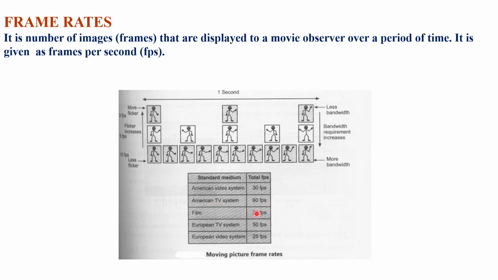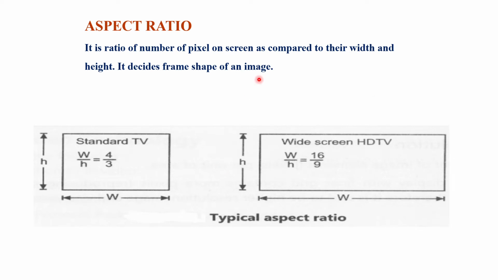Films use 24. In motion pictures you have 24 frames per second. The European TV system, that's our system, is 50 fields per second, and the European video system is 25 frames per second. So these are nothing but the different frame rates for different systems. Okay. Next one is the aspect ratio.